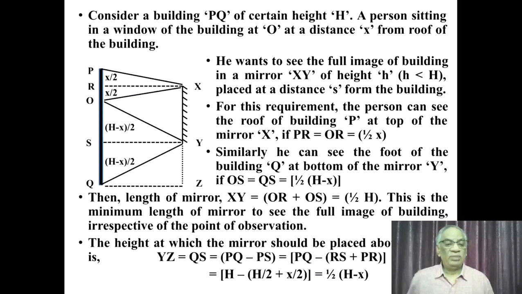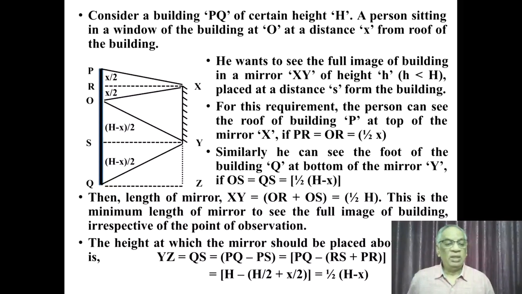So now if you apply simple geometrical conditions, PR is equal to OR is equal to half X, and OS is equal to QS is equal to half of capital H minus X, because OQ is H minus X, OP being X, PQ being H, OQ becomes H minus X. And the length of the mirror XY is equal to OR plus OS, that is equal to half the height of the building, half H, half of the building.